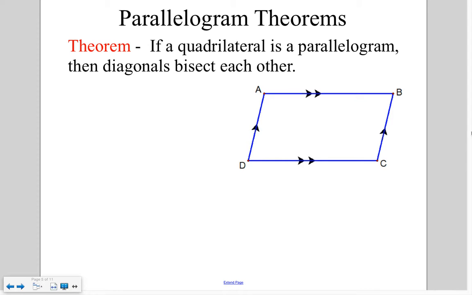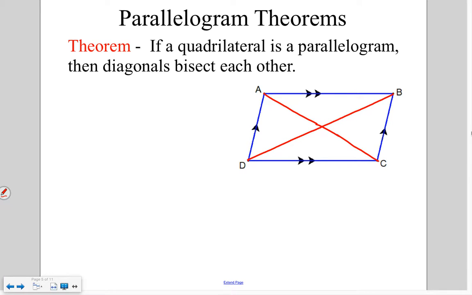All right, I think this is our last theorem. If a quadrilateral is a parallelogram, then diagonals bisect each other. And here's what we mean by that. The diagonals in this parallelogram go from A to C and from B to D. I'm going to redraw that one. I don't like how crooked it is. All right, let's see. B, there we go.